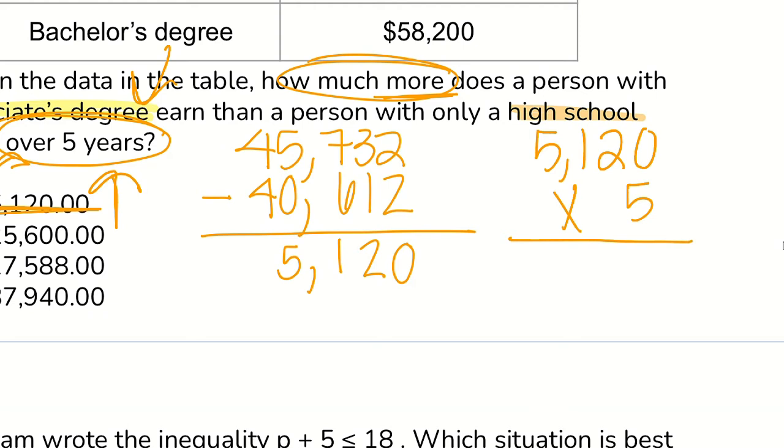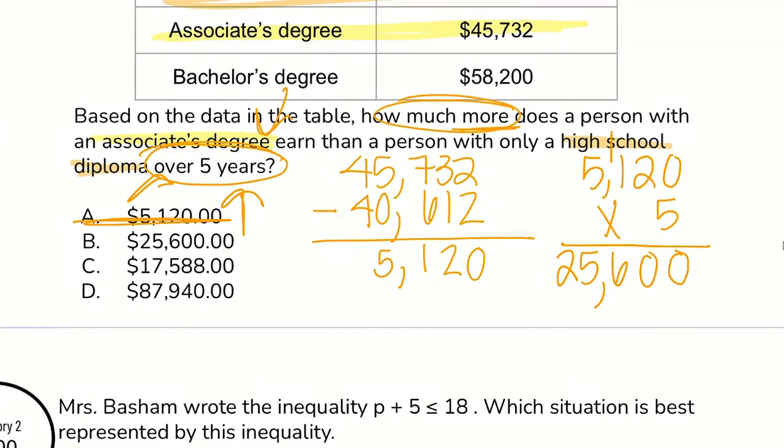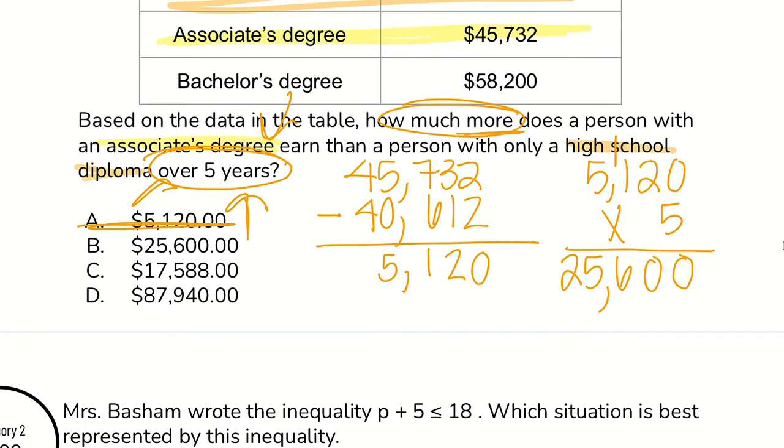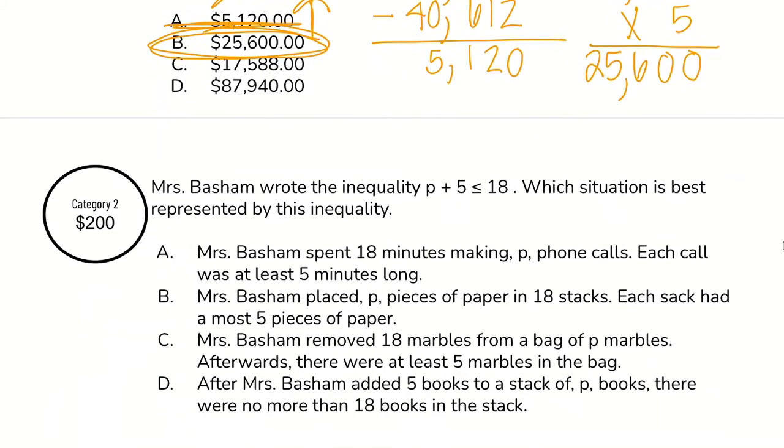So 5 times 0 is 0. 5 times 2 is 10. 5 times 1 is 5, plus another 1 is 6. Did I mess up? And then 5 times 5 is 25. So over 5 years, a person with an associate degree makes $25,600 more on average than a person with just a high school diploma. Oh, good. It's my problem.